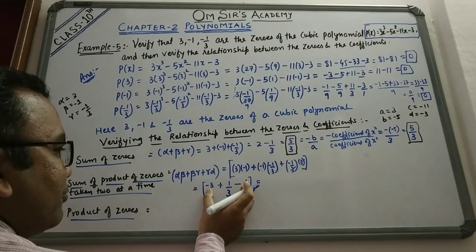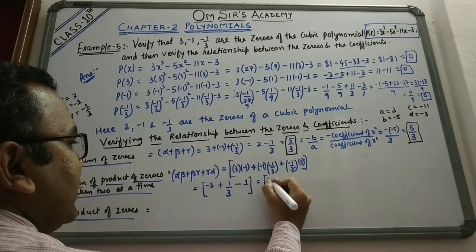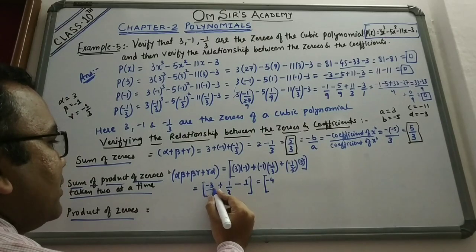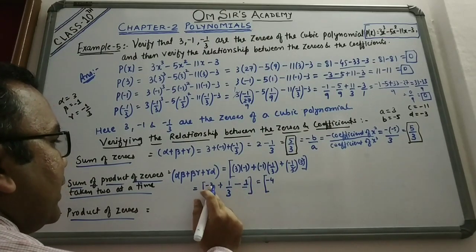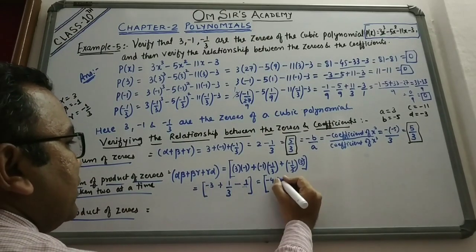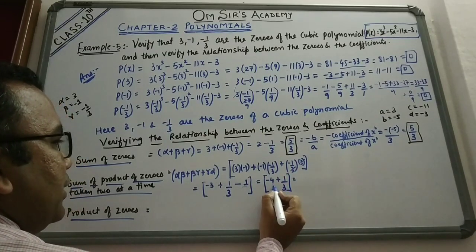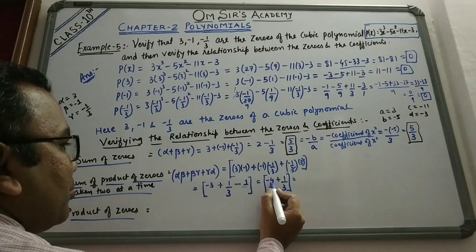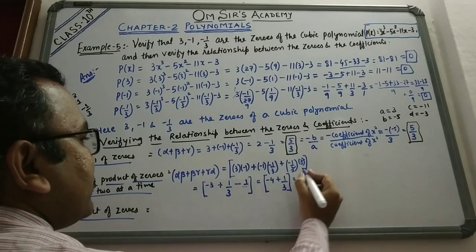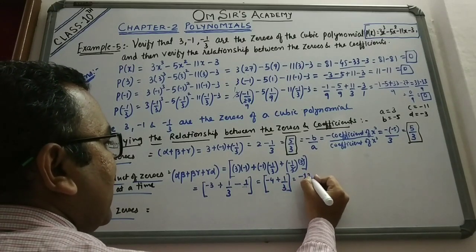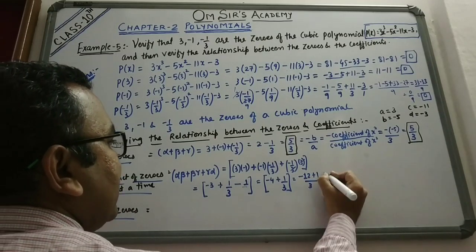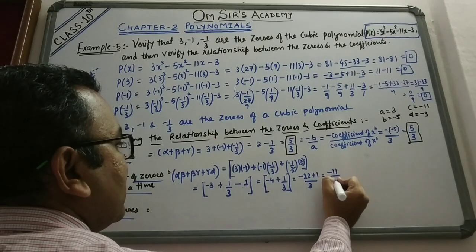Okay, friends. So what will be the value of this? Minus 3 minus 1 is what? Minus 4. So I can write it as minus 4. Minus 3 and minus 1 is minus 4. Okay. And plus 1 upon 3. Now I take the LCM, 3. That is 3 into minus 4 is what? Minus 12. Minus 12 plus 1 is what? It will be minus 12 plus 1 whole upon 3. That is minus 11 upon 3.